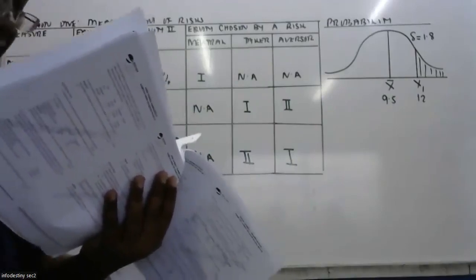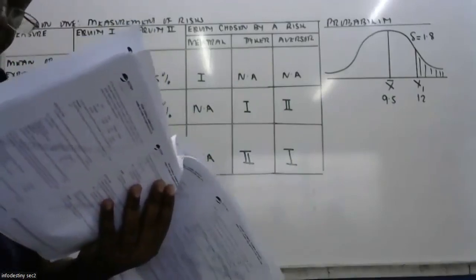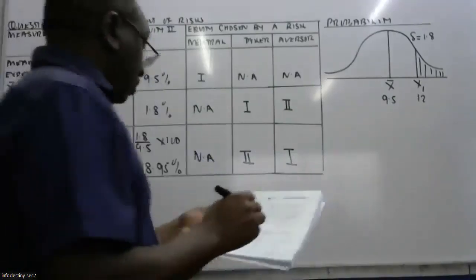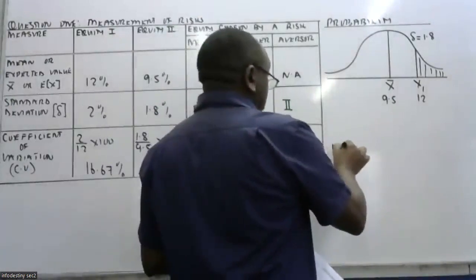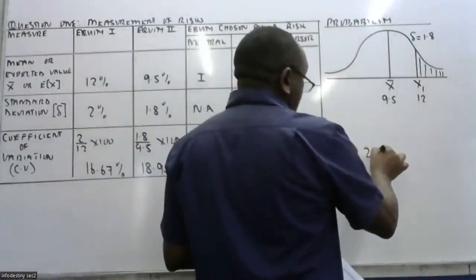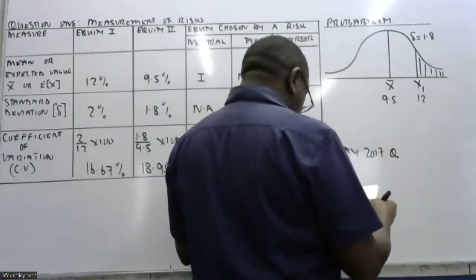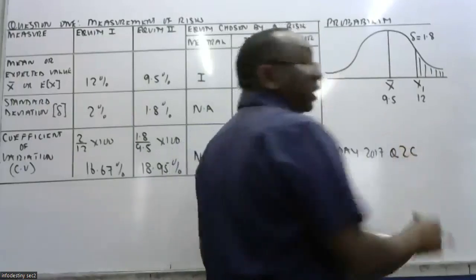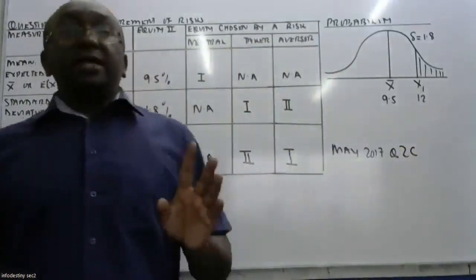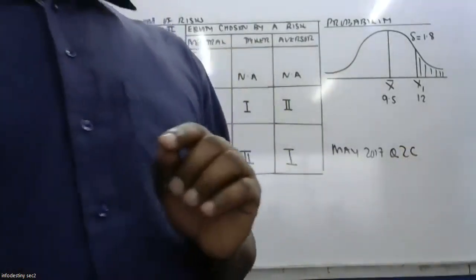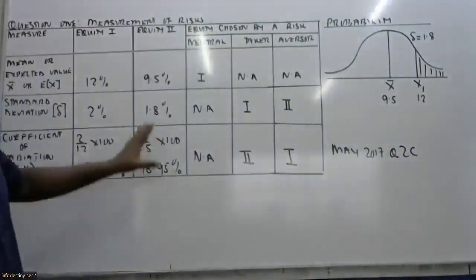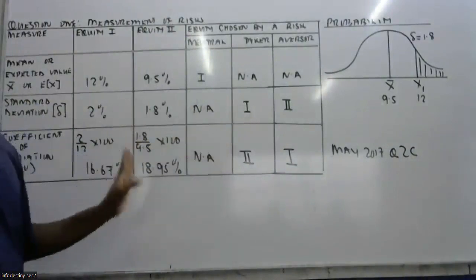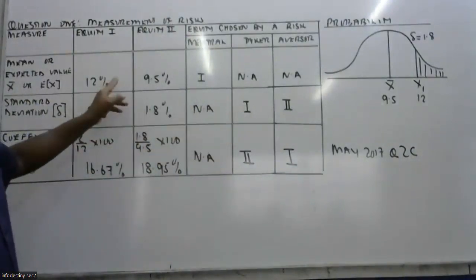So having said that, on your own, you will handle this question of May 2017. Question 2C. This question I think we solved when you were in descriptive statistics. We solved, but we already computed values. So you can either compute or you go to where we computed this.